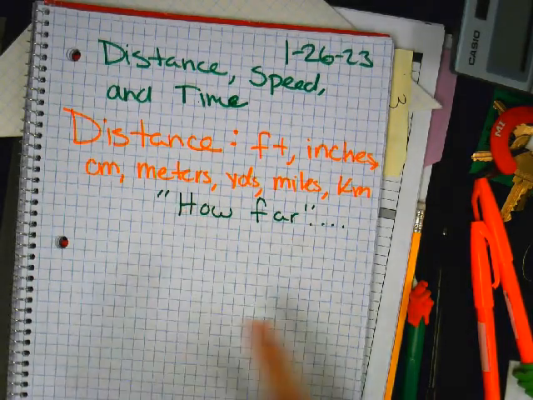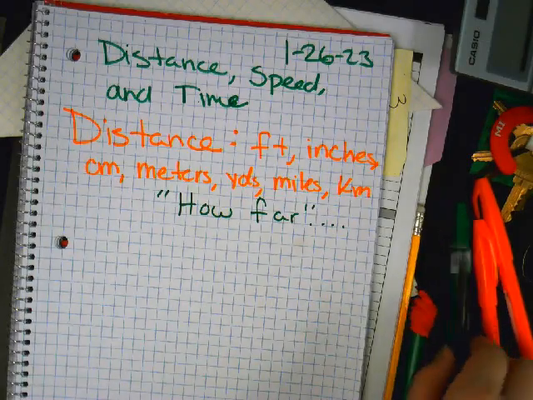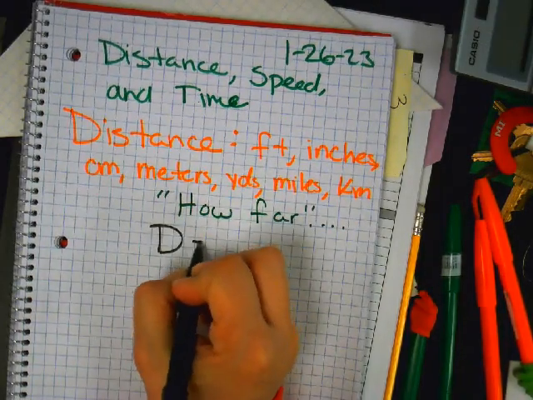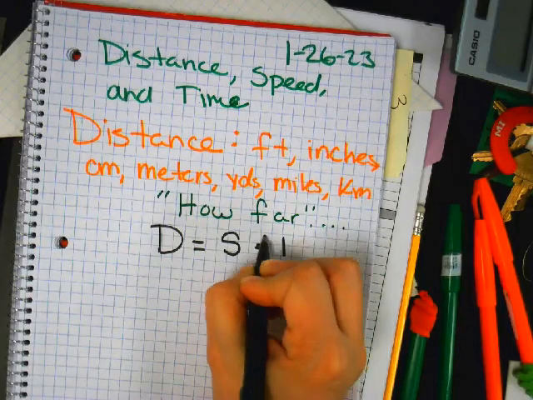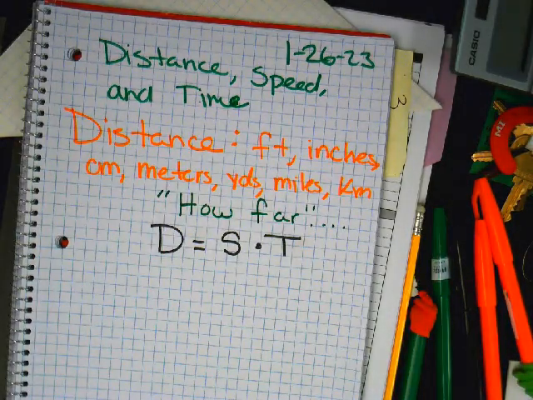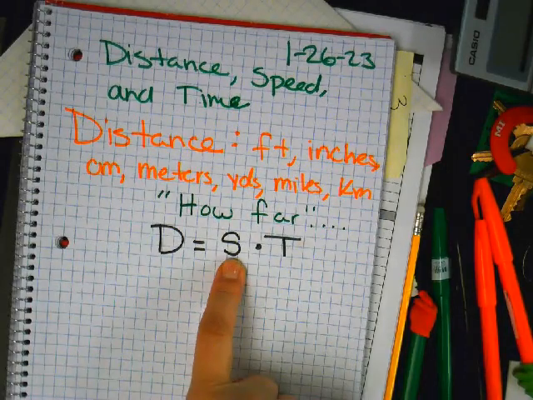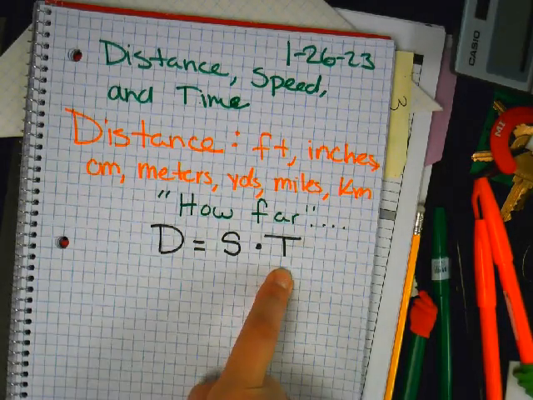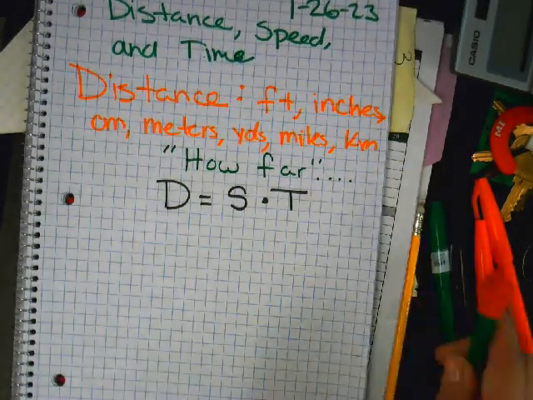Here is the formula for distance. Distance is equal to speed times time. That is the formula. You know how we just did the formula for a trapezoid? We did base 1 plus base 2 divided by 2 times height. Just like that, this is your formula for distance. The S stands for speed. The T stands for time. All right, now let's talk about speed.